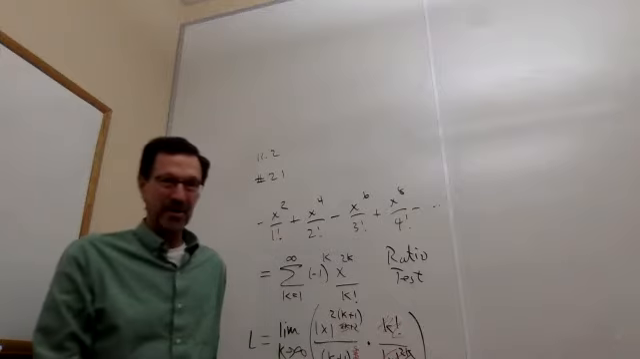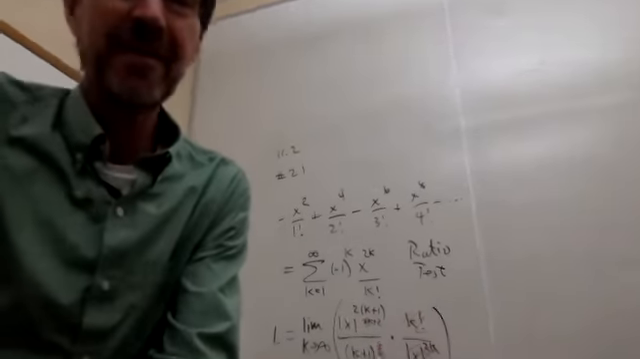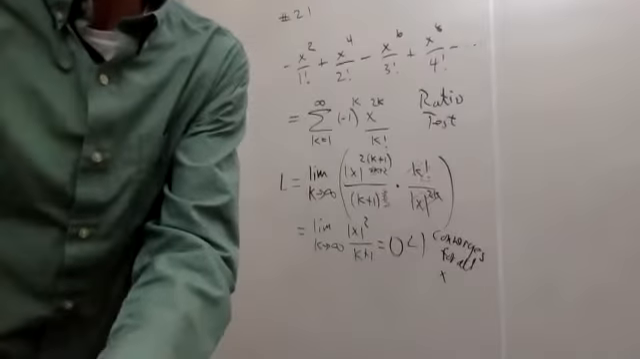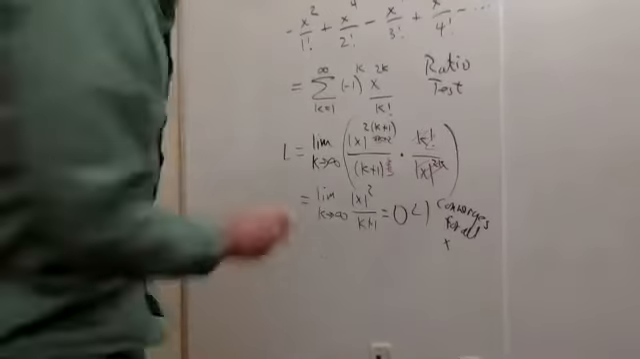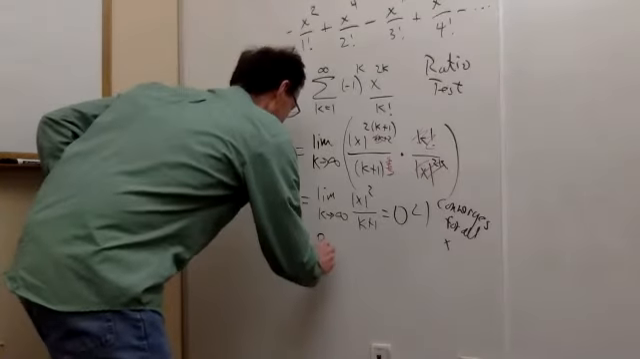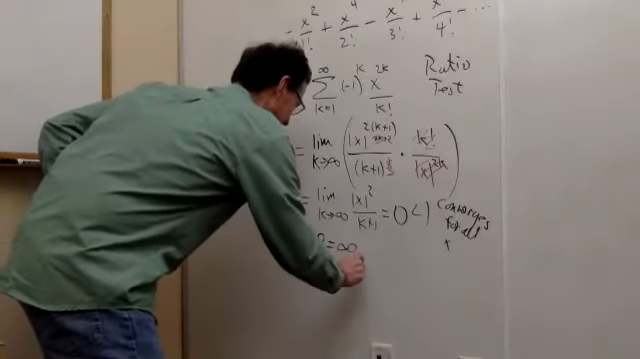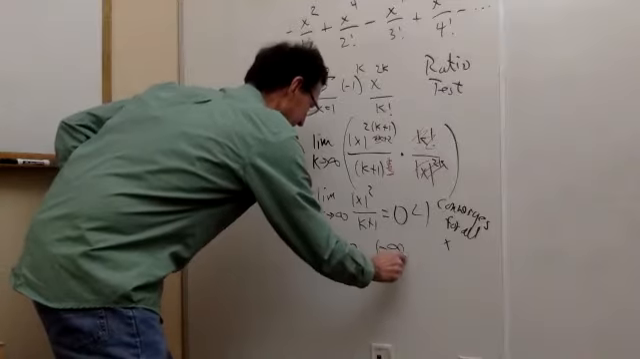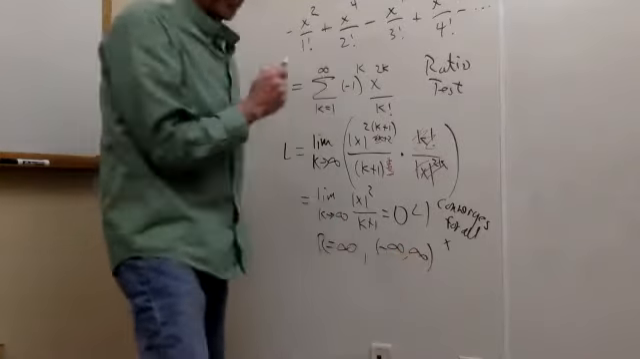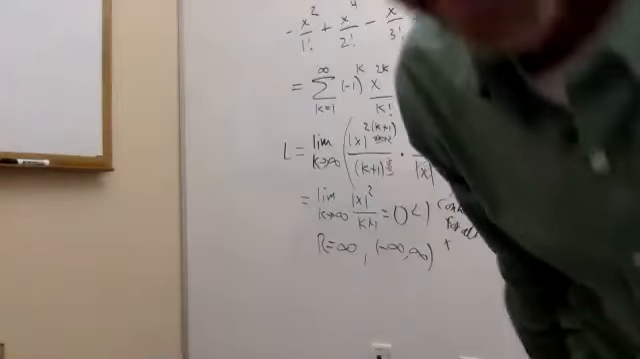Am I too low on the board? I am. So r is infinity. We're in that case of our theorem, and the interval is minus infinity to infinity. Okay?